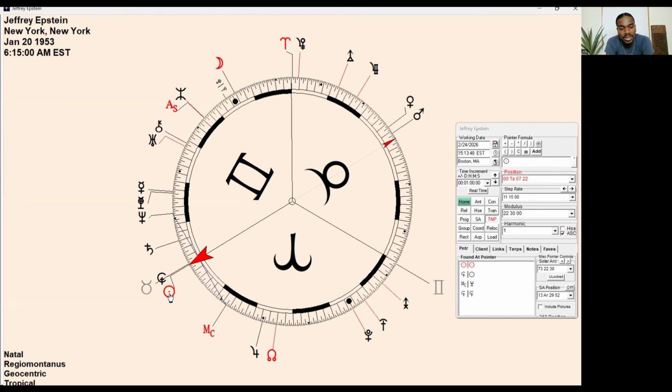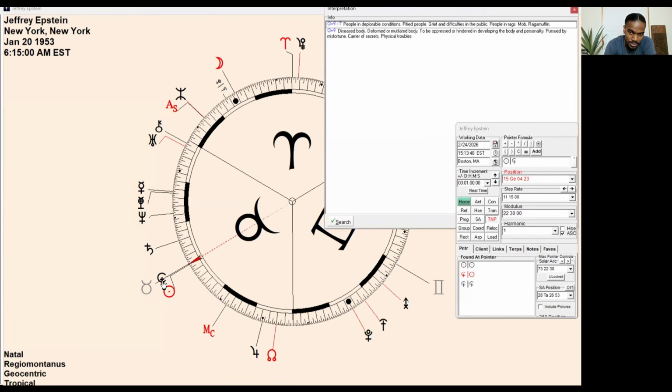And so this Sun Hades is having to do with the repulsive man, the ugly man, the man who makes his way in the world through low and base actions. If we were to pull this up on the interpretation, it says the diseased body, the deformed or mutilated body.